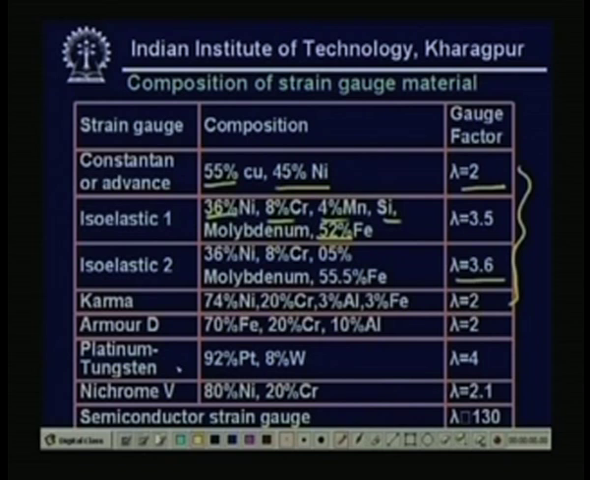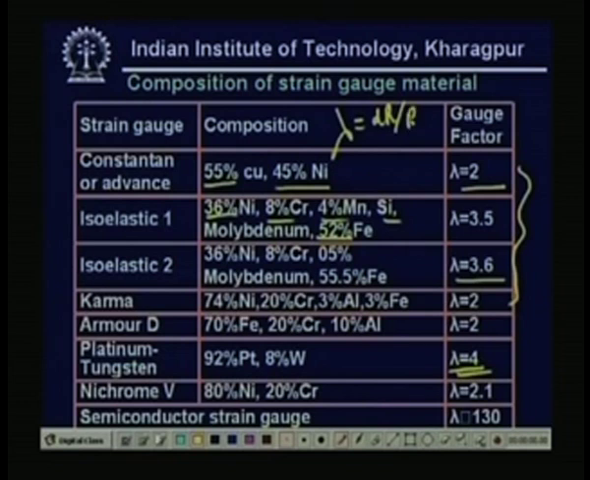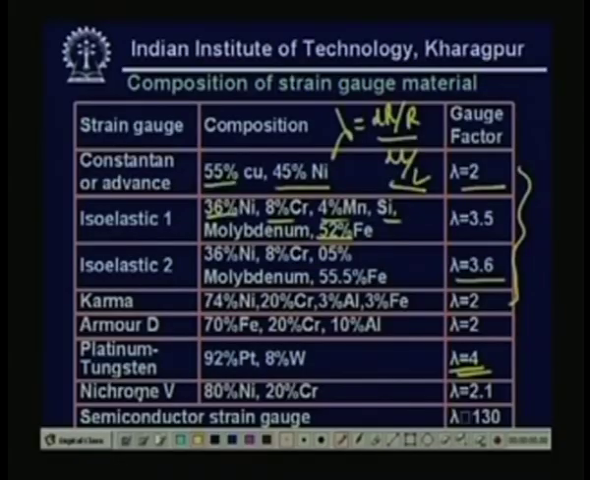Platinum tungsten, rather, I should say, is a very good gauge factor, which is 92% platinum, obviously quite costly, and 8% tungsten, and lambda equal to 4. If the gauge factor is higher, obviously I will get better and better output, because as you know lambda means dR by R divided by dL by L. So, whenever lambda is high, I will get more change of resistance for the same amount of strain. That is very much necessary to simplify our signal conditioning circuit.